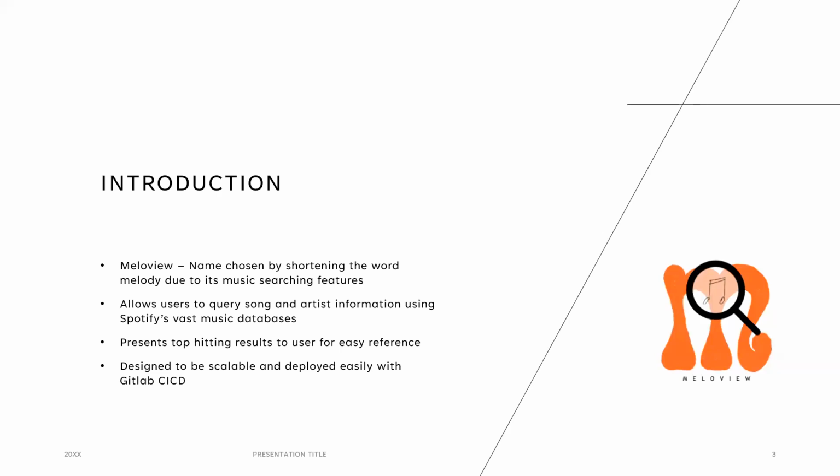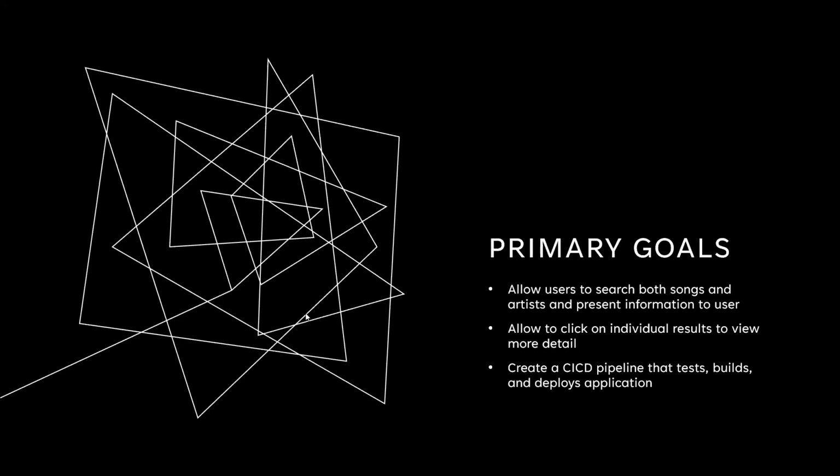One goal I had with this project is to make it scalable and easily deployable by following and using GitLab's CI/CD process. So some of my primary goals: allow users to search both songs and artists and present that information to the user. Allow the user to click on these results that are presented on the web interface to view more detail, and then create a CI/CD pipeline that tests, builds, and deploys the application.